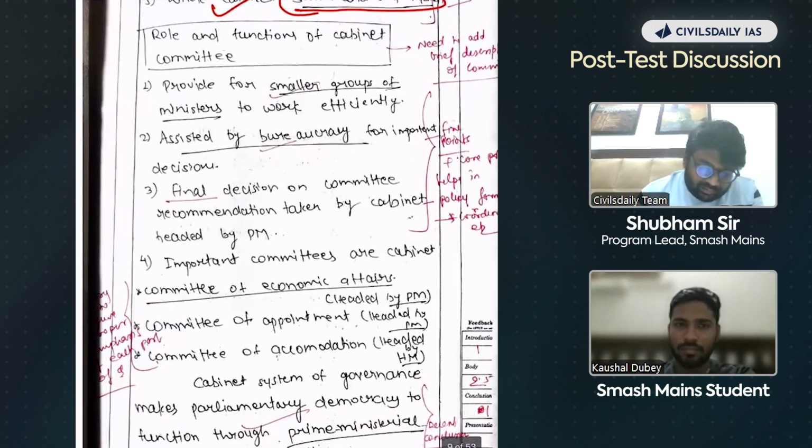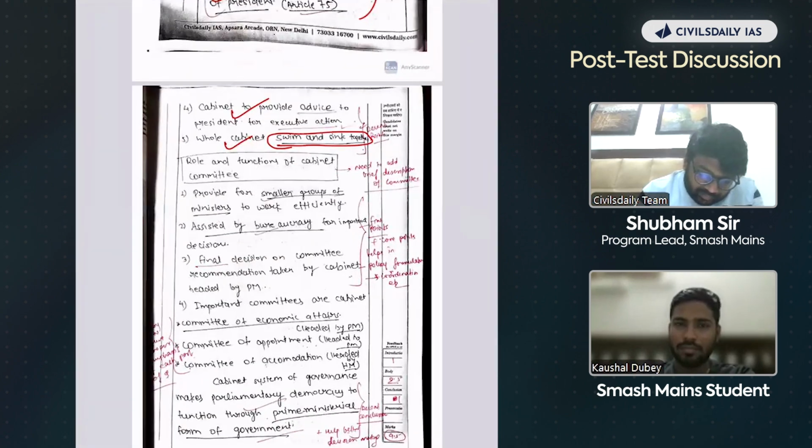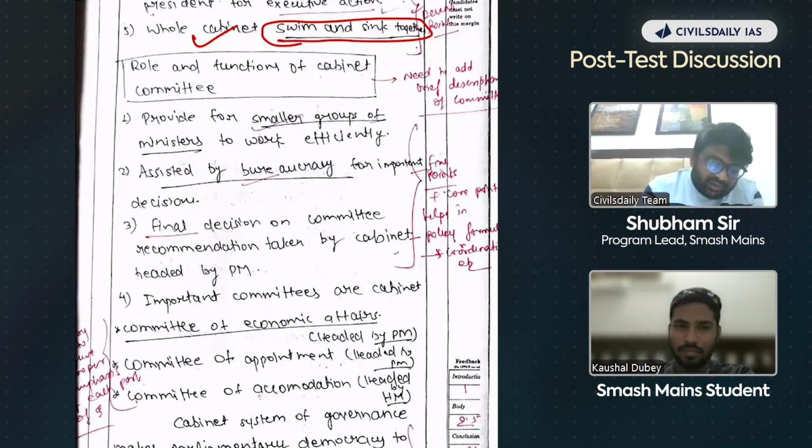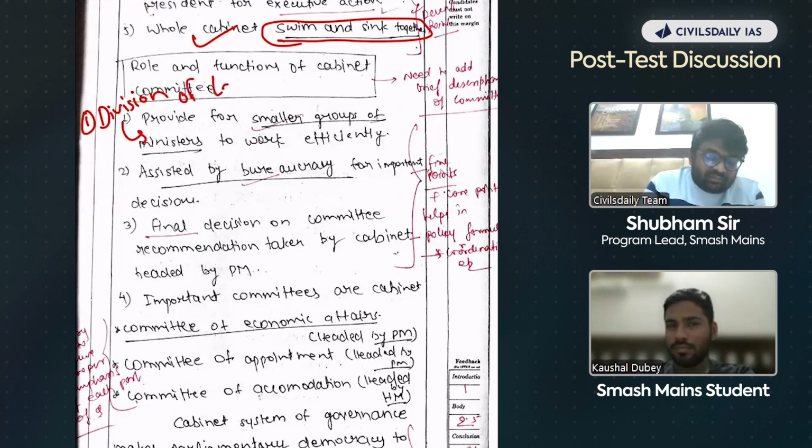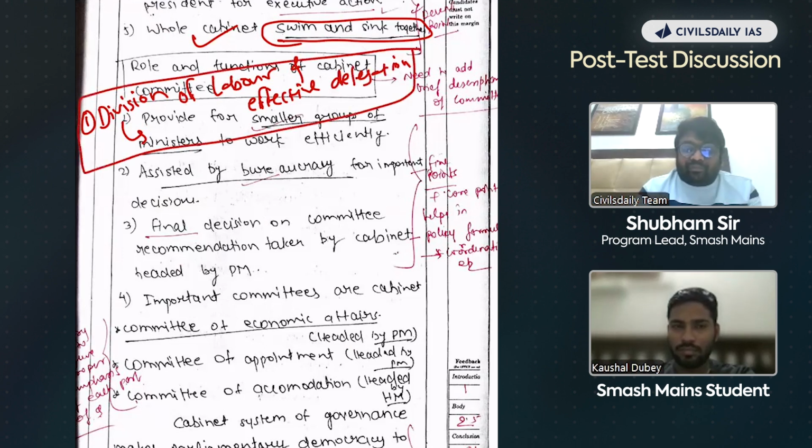And then the role and function of cabinet committee. Here again, try to make the subheading. Again, you miss the important role, that is the division of labor. So this could have been your subheading. Division of labor and effective delegation. These are the core principles of your cabinet, no? It is given in Lakshmikant as well.